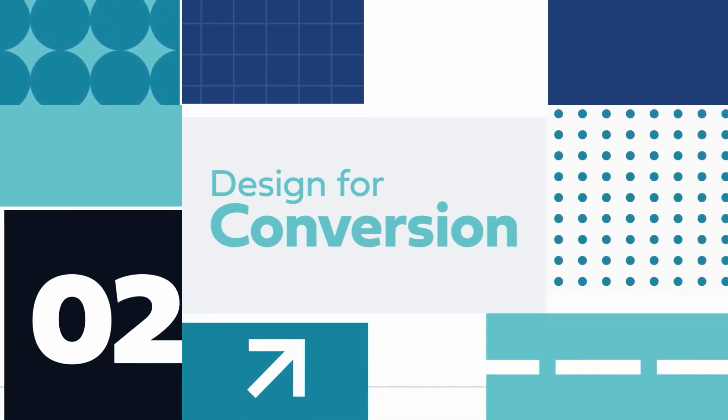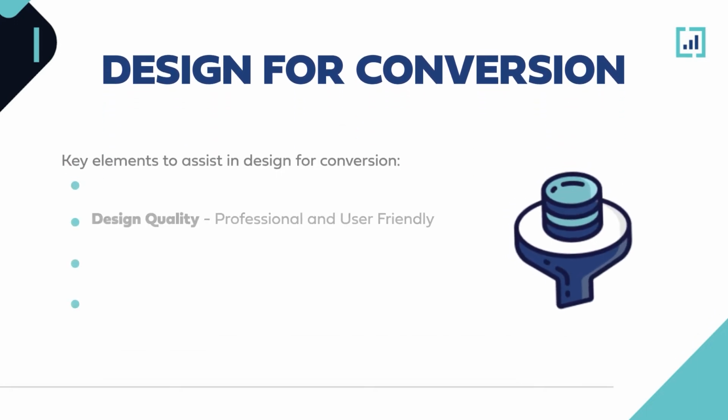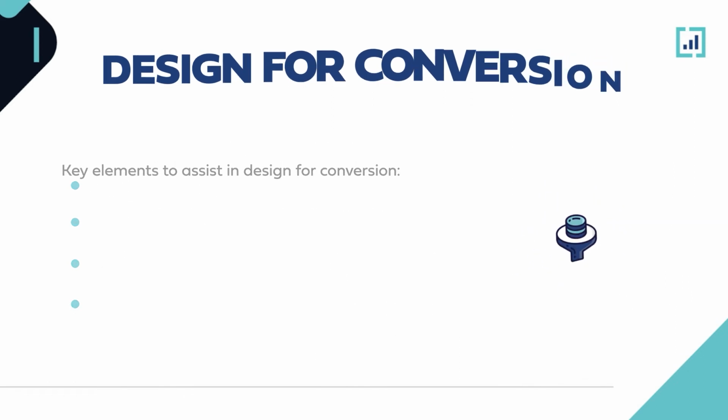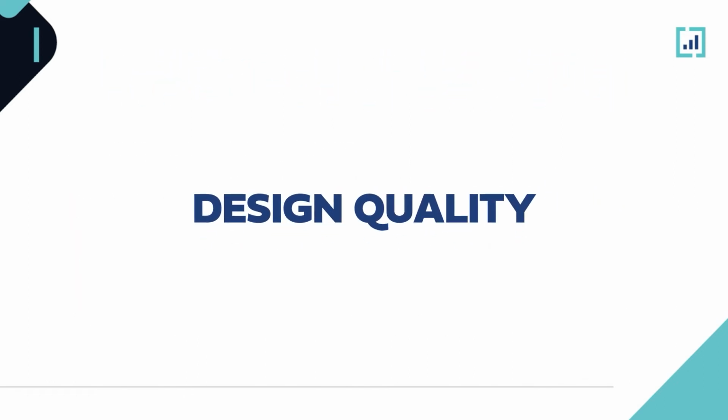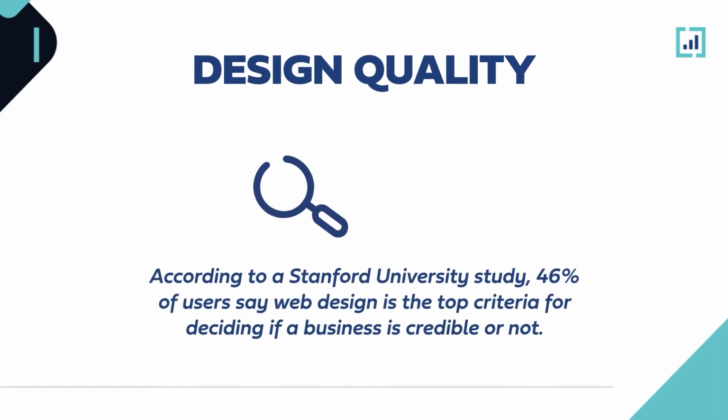Design for conversion. Our goal is really to persuade without manipulating or using any dark patterns. We don't want to cause buyer remorse or any negative associations with our website. So the key elements that I'll be going over are design quality, trust and proof elements, above the fold elements, and photography. For design quality, it's subjective, it's hard to measure, but we all know good design mostly when we see it.